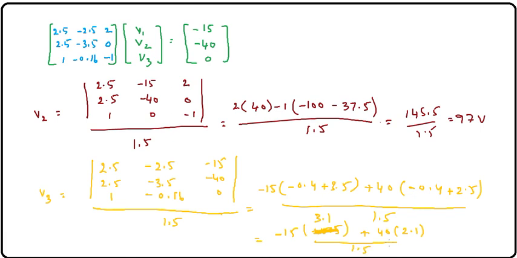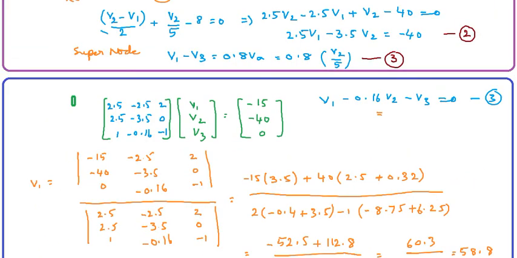Now 15 into 3.1 is equal to 46.5, this is in minus. Next step, 21 into 4 is 82, so the second part is 82. 82 minus 46.5 is equal to 35.5, so the upper part is 35.5 divided by 1.5, which will be equal to 26.67 volt. Of course it's not necessary for us, anyhow we have calculated the three things, and our job is to calculate the current passing through the 2 ohm resistor only.